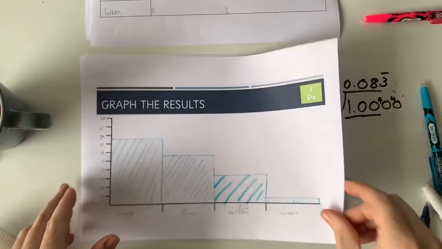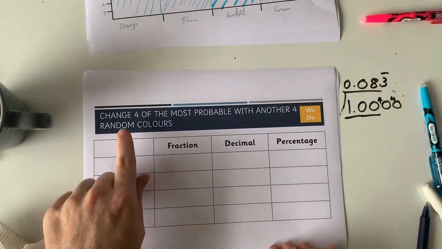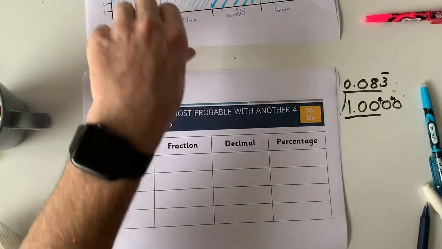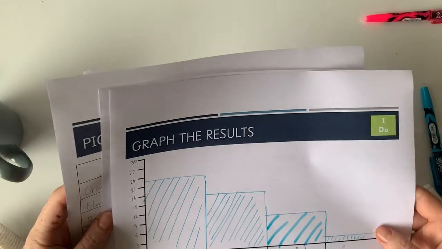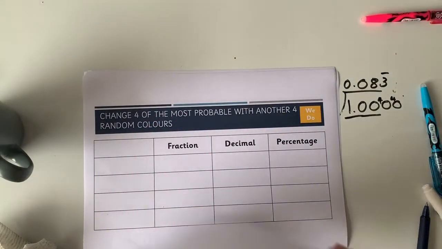So now, our next one is we're going to change 4 of the most probable with another 4 random colours. What I want you to do is I'd like you to pause the video and do these steps in your booklet now. And then when you get up to here, please pause and I'll show you what to do.